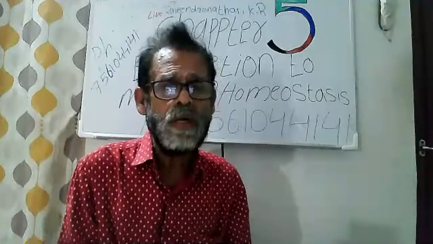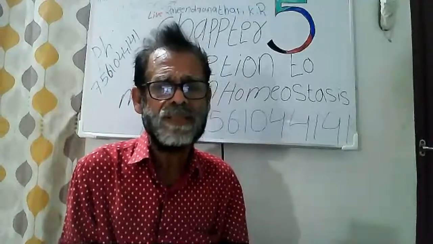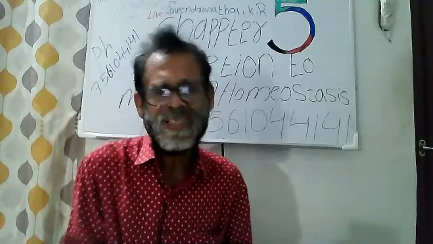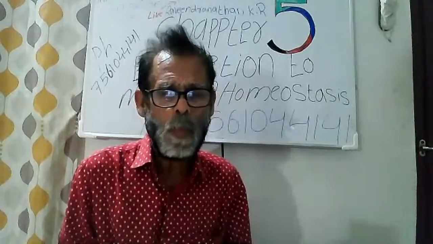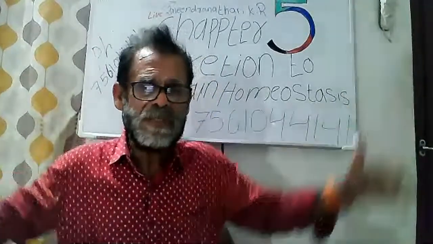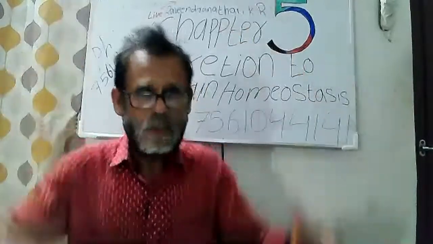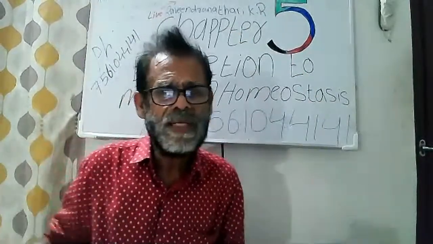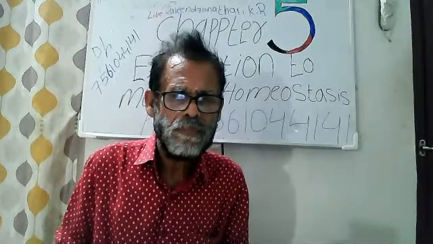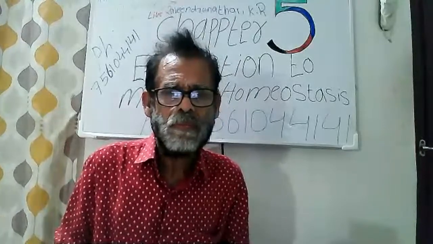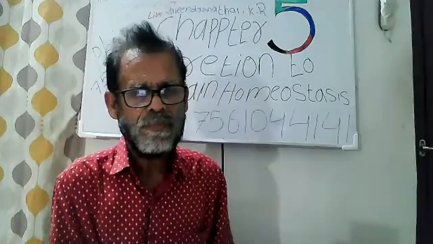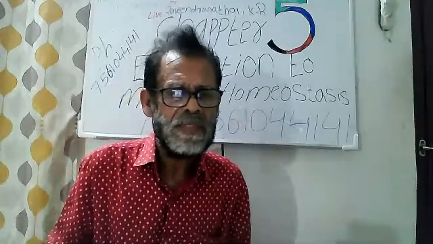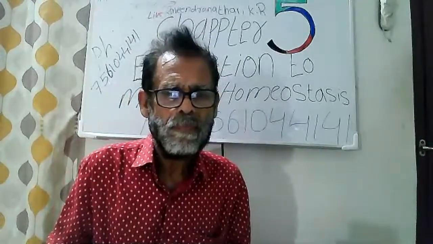Kidneys have the main role of maintaining homeostasis. We have to study about the kidneys. There are two kidneys, one on each side of the vertebral column, just below the diaphragm, dorsally. They are bean-shaped organs. You can look at the figure in your text.